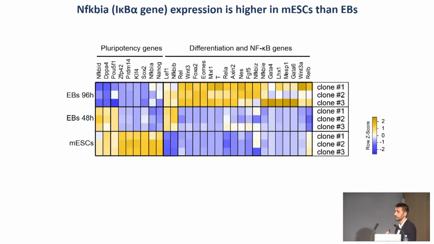So we analyzed RNA-seq from mouse ES cells and also from embryoid bodies at 48 hours and 96 hours. And we checked the expression pattern of the IκBα gene, that is NFKBIA. As you can see here, the gene presented a similar expression pattern to other pluripotency genes such as NANOG, ESRRB, PRDM14, KLF4, or SOX2, with highest expression at the pluripotency state, and upon differentiation you can see clearly that the gene is downregulated.